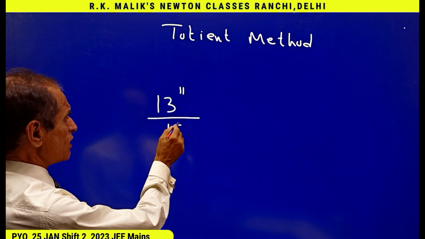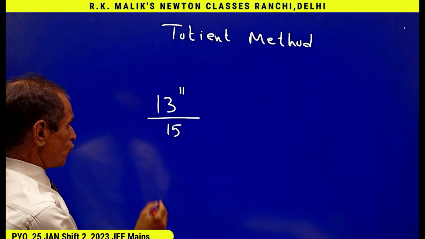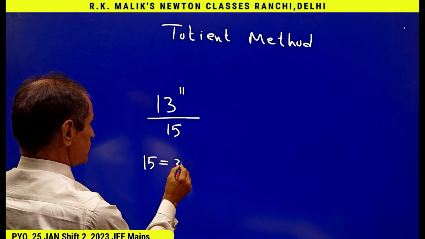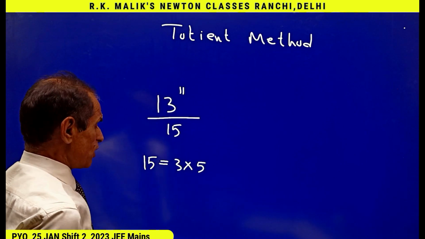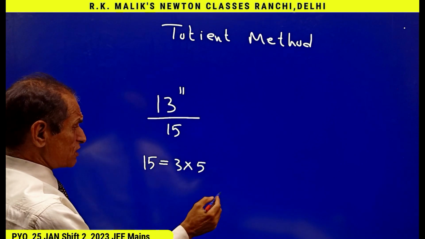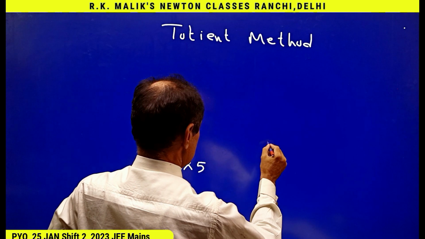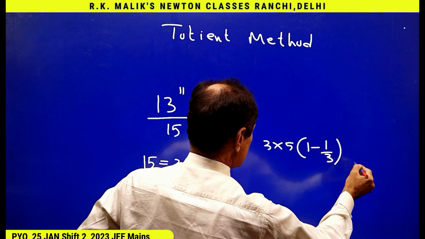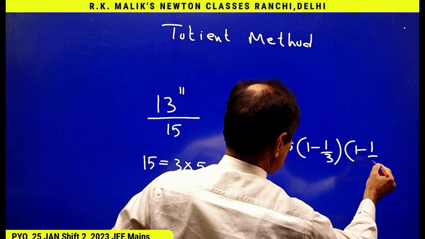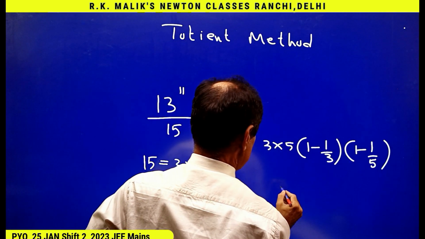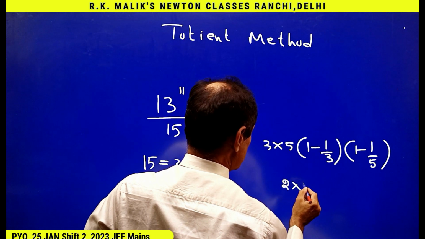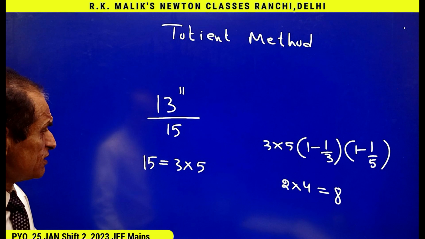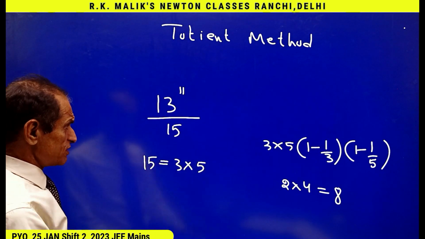First of all, find the quotient of 15. To find the quotient of 15, first of all, factorize it. It is 3 into 5. And now, the quotient of this number will be 3 into 5 into (1 minus 1 by 3) into (1 minus 1 by 5). That is 2 into 4, that is 8. Hence, I can say the quotient of 15 is 8.